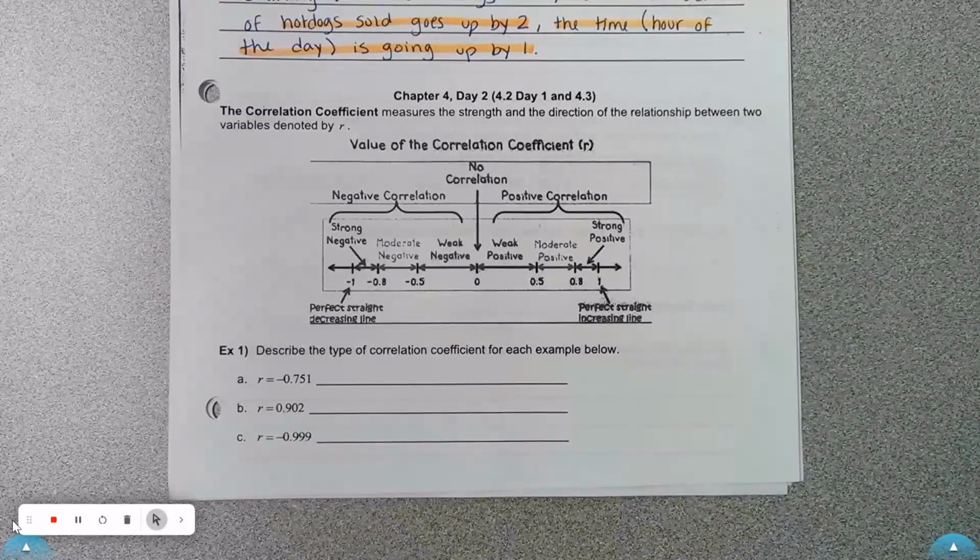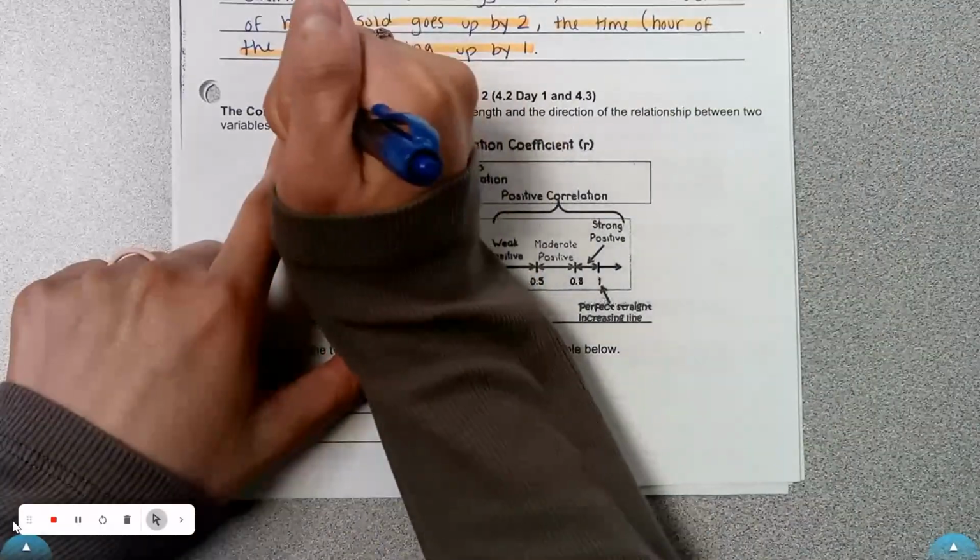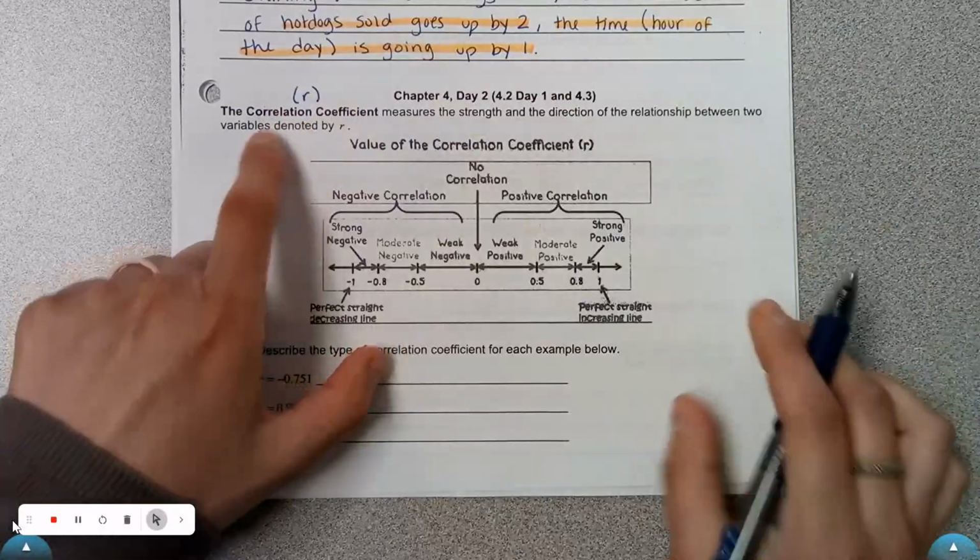Today we are going to do day 2 of chapter 4, which are the last two lessons. We're going to start off this lesson by talking about correlation coefficient. So your correlation coefficient measures the strength and the direction of the relationship between two variables, and it's represented by the letter R.